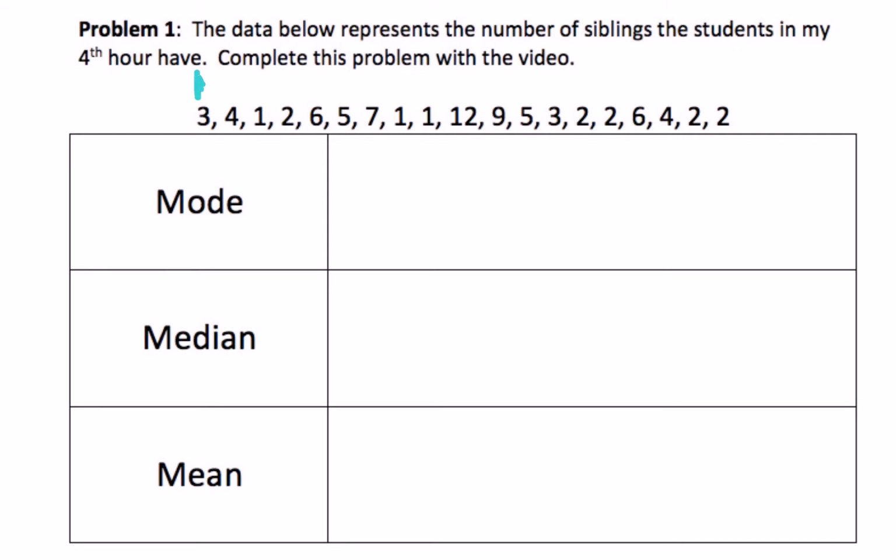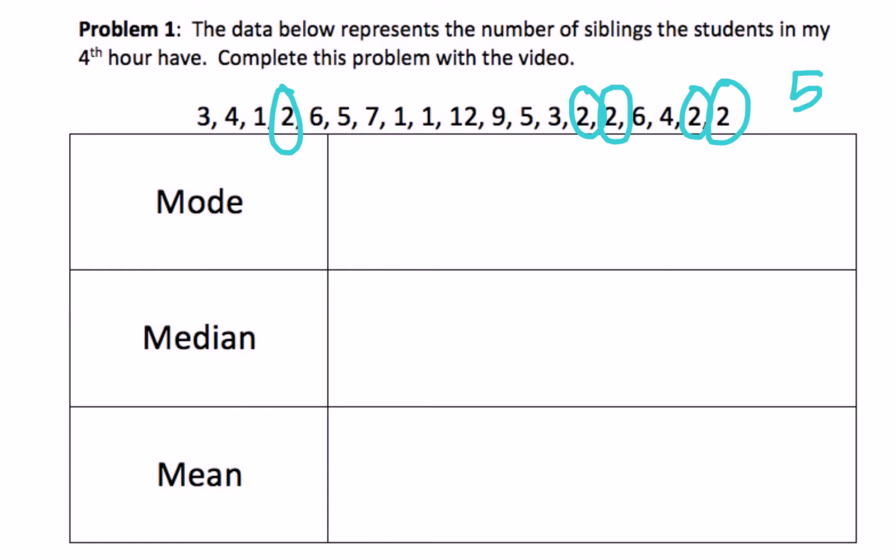So this 3 right here means that someone has 3 brothers and sisters. This 4, 4 brothers and sisters. Someone has 1. So that's what that data means. First, we're going to find the mode. And remember, the mode is the data point that happens most often. I'm looking at my data, and I have a lot of 2s. I have a 2, a 2, a 2, a 2, a 2. So I have 5 of those.